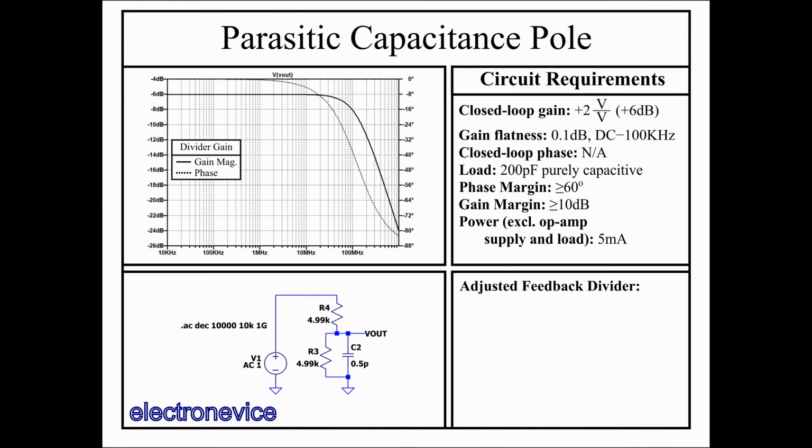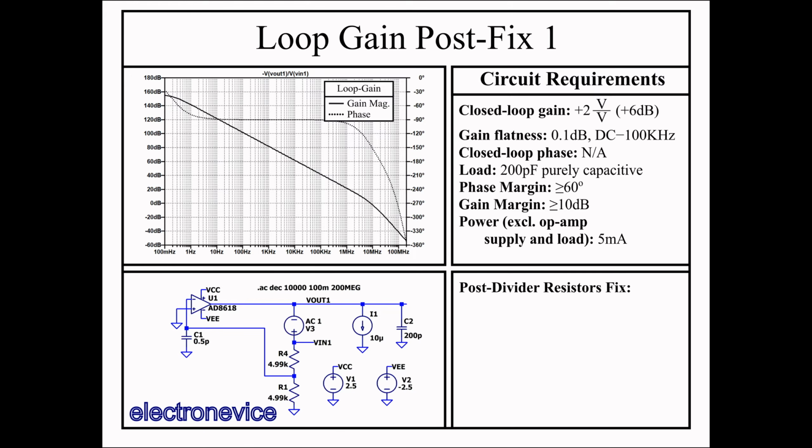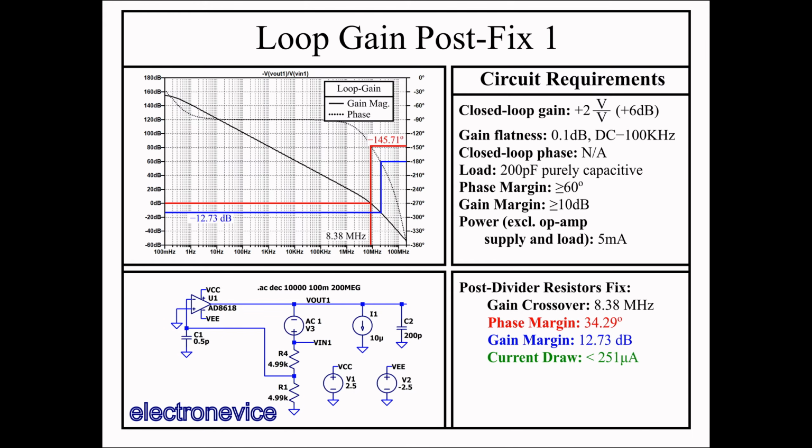Simulating the pole with this change, we see that, as expected, the pole frequency is now 127.6 MHz, and the phase at 7.59 MHz is now about negative 3.4 degrees, much better than before. So making this resistor change has mostly negated the effect of the parasitic input capacitance. So, looking back at the loop gain plot with this adjustment made, the gain crossover is now 8.38 MHz with 34.29 degrees of phase margin and 12.73 dB of gain margin.